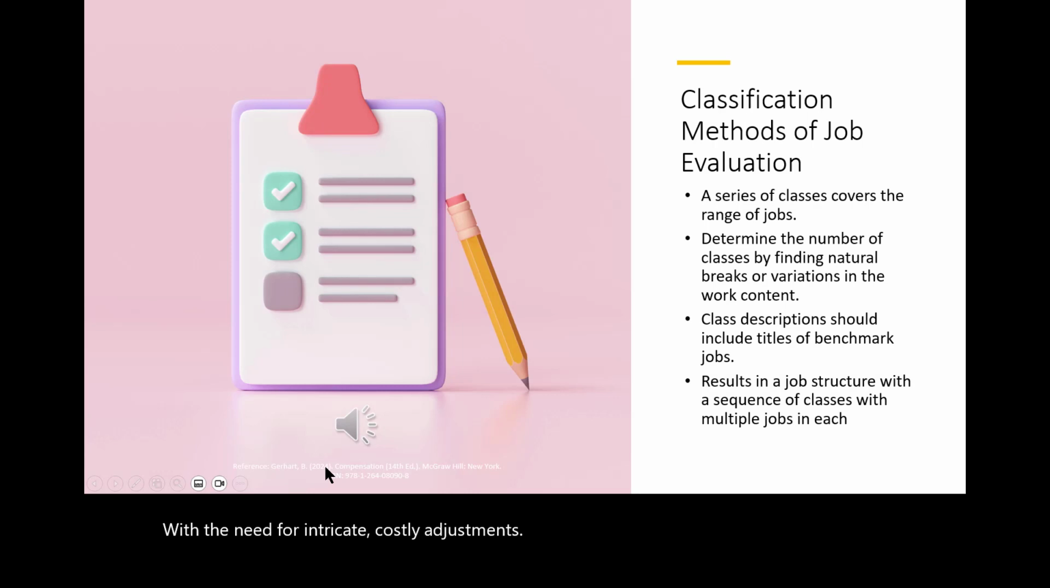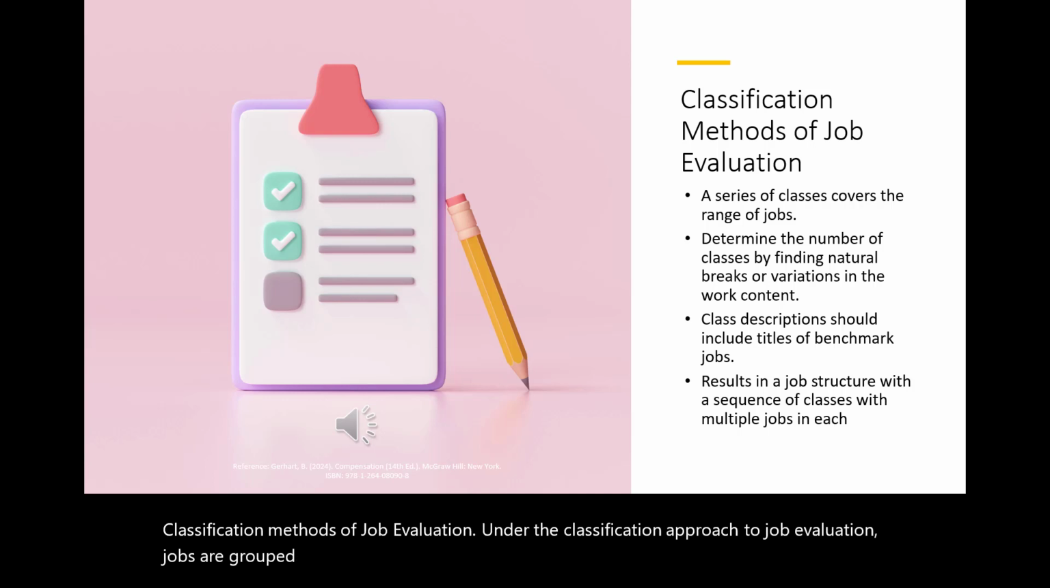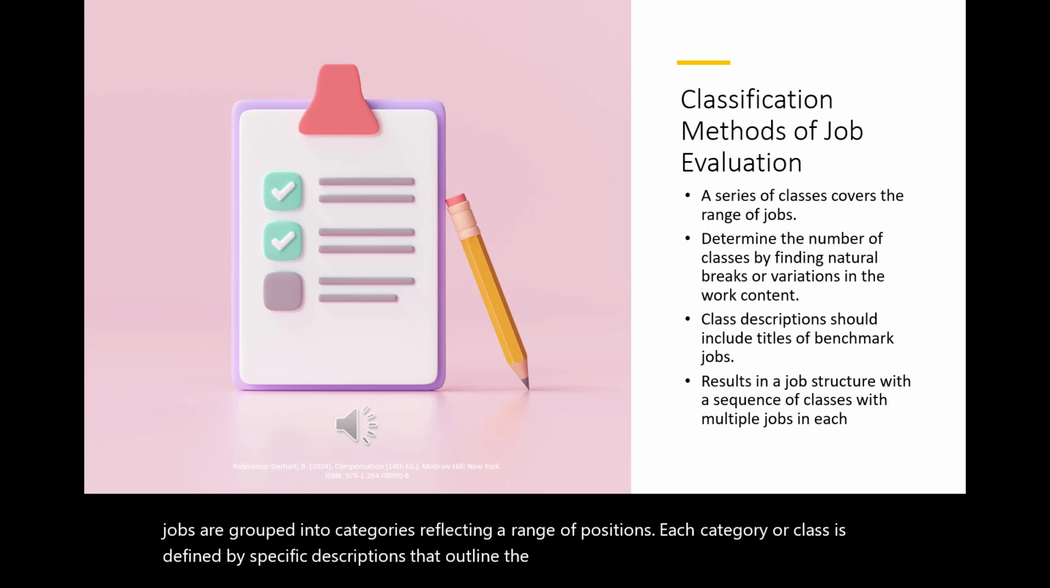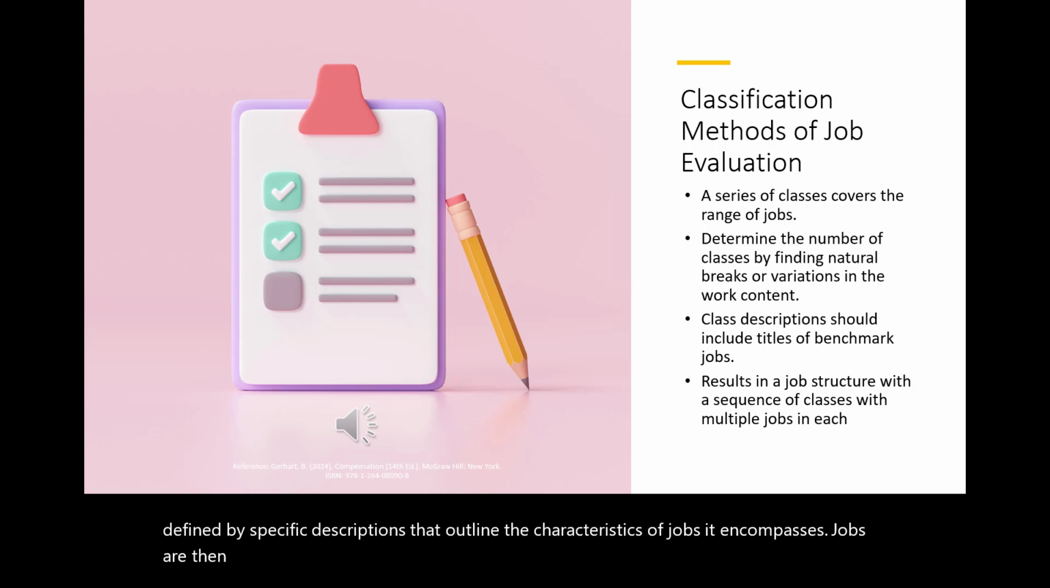Classification methods of job evaluation. Under the classification approach to job evaluation, jobs are grouped into categories reflecting a range of positions. Each category or class is defined by specific descriptions that outline the characteristics of jobs it encompasses. Jobs are then matched to these classes based on their descriptions, ensuring they align with the most suitable category.